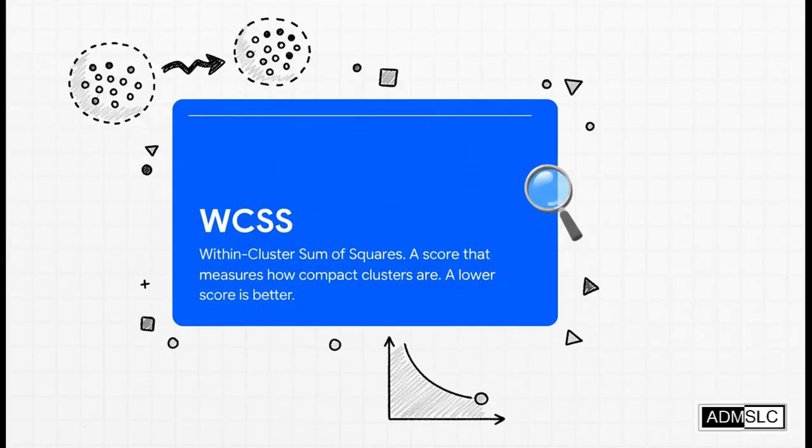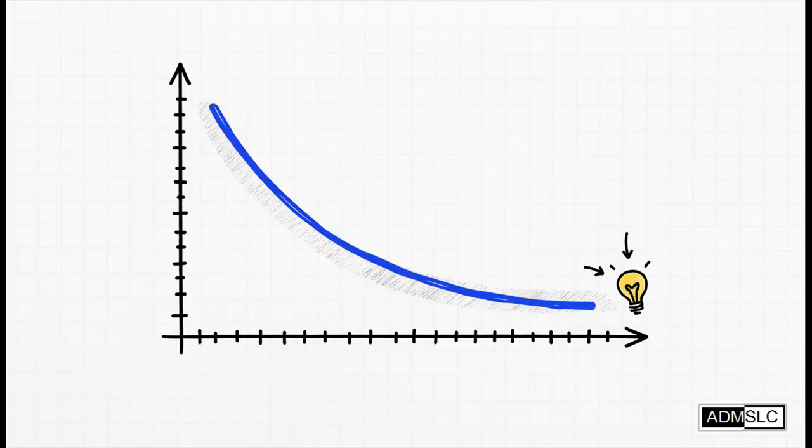So the elbow method uses this metric called the within cluster sum of squares, or WCSS for short. I know, it sounds super complicated, but the idea is actually pretty simple. It just measures how spread out the points are within a cluster. Think of it like a compactness score. A lower WCSS score means the points are all huddled together nice and tight, which is exactly what we're looking for.